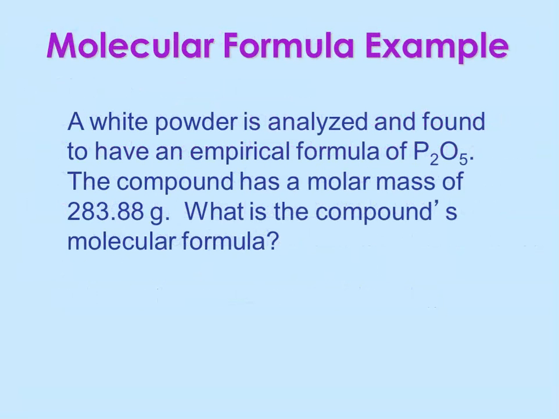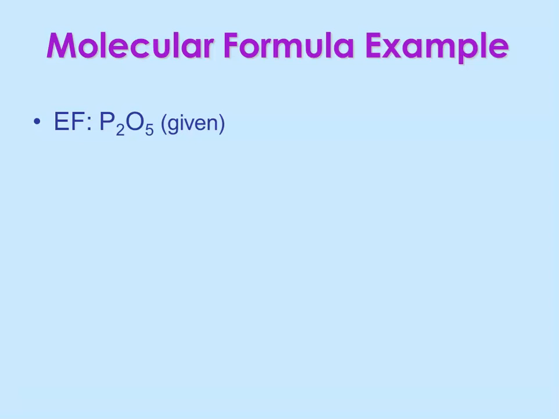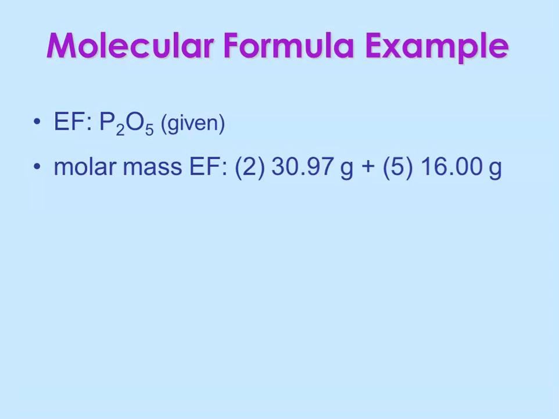So here we have a white powder. It was analyzed and determined to have an empirical formula of P2O5. We're told that the molar mass of the actual compound is 283.88 grams. What is the actual molecular formula for this compound? So we have an empirical formula, P2O5. And we can find the molar mass of that, 2 times 30.97 plus 5 times 16, and that gives us a molar mass of 141.94 grams.